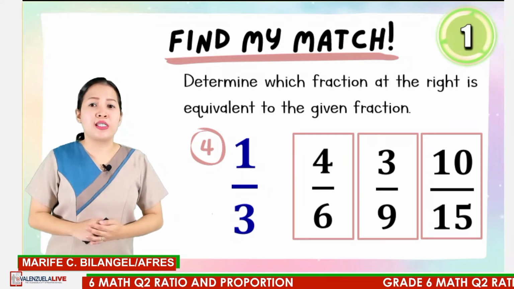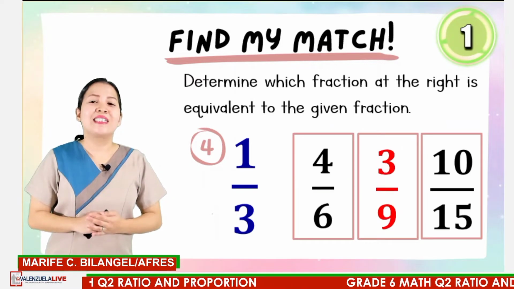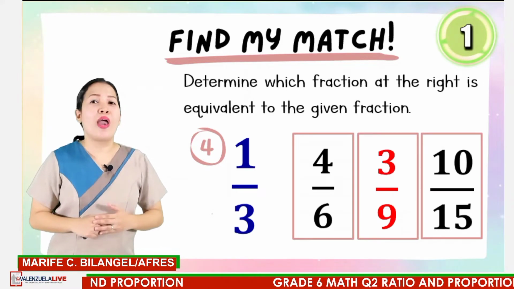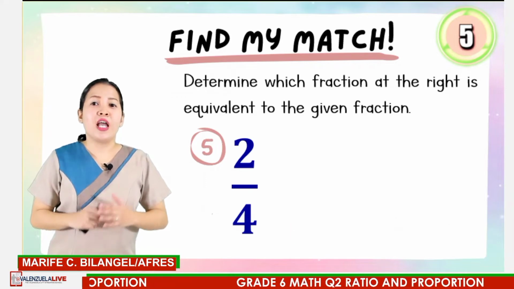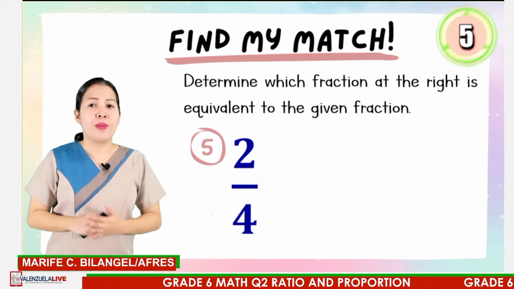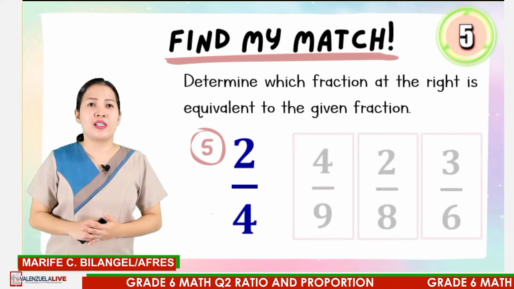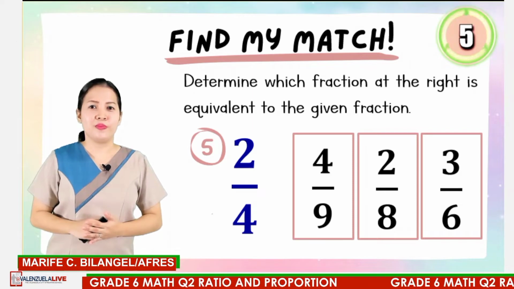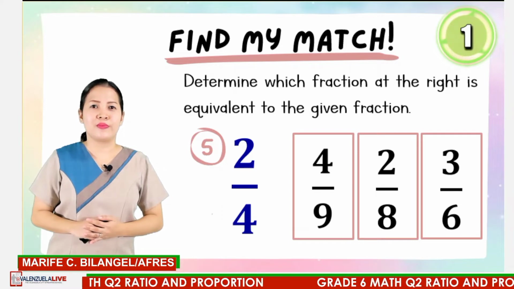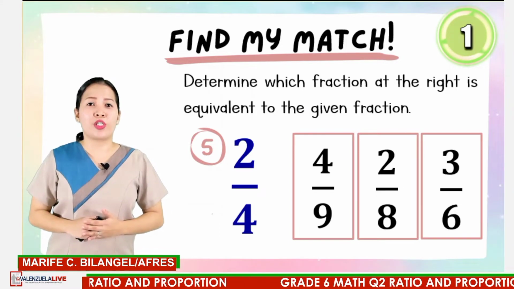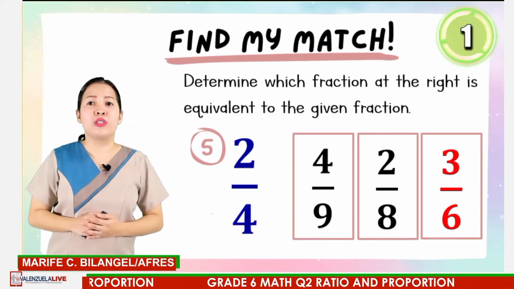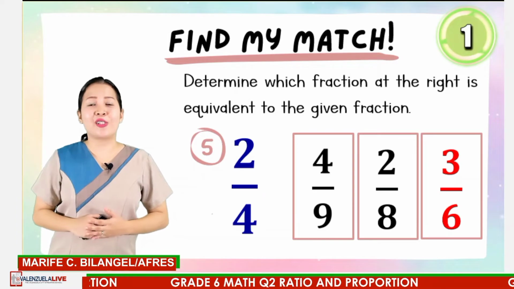Find its match, and your timer starts now. So 1/3 is equal to 3/9. Do you have the same answer? If yes, well done. And for our last fraction, we have 2/4. Find its match, and your timer starts now. And the answer for our last question is 3/6. 2/4 is equal to 3/6. Do you get the same answer?